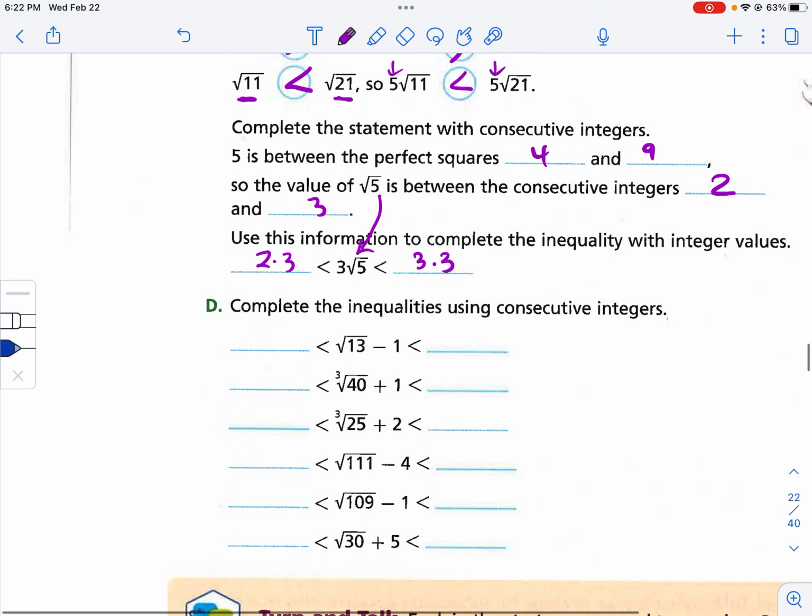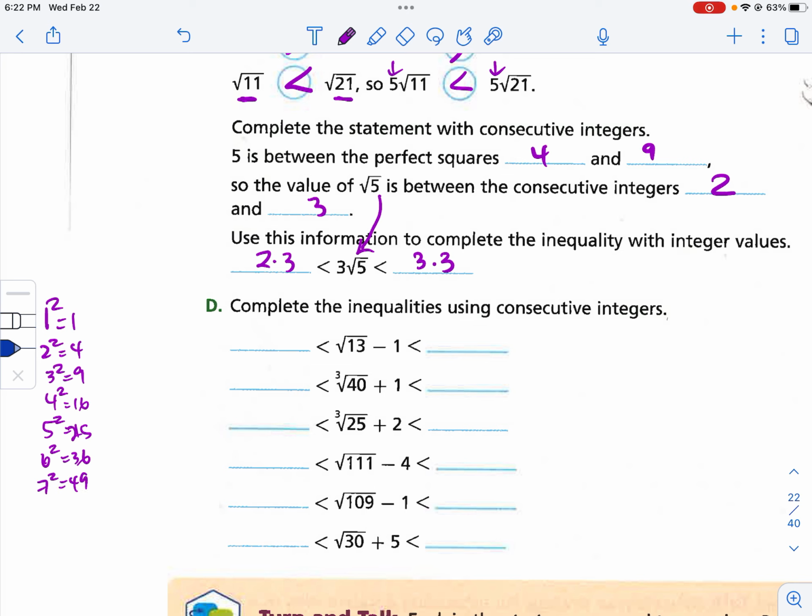I wish I had, so 1 squared, 1, 2 squared, 4, 3 squared, 9, 4 squared, 16, 5 squared, 25, 6 squared, 36, 7 squared, 49, 8 squared, 64, 9 squared, 81, 10 squared, 100, 11 squared, 121. Do I need to go any higher than that?